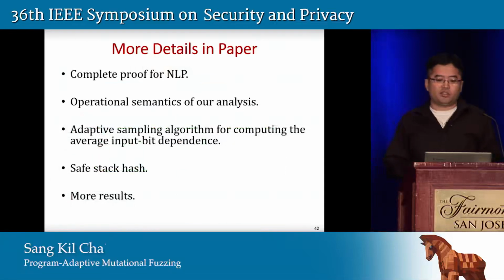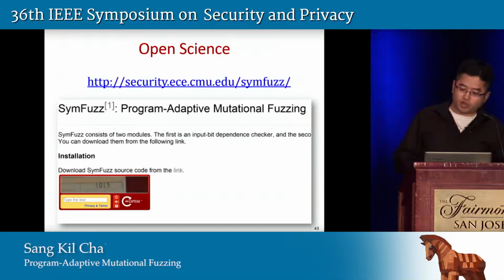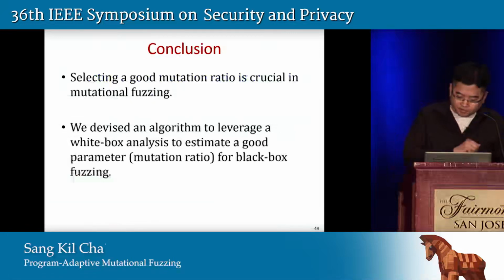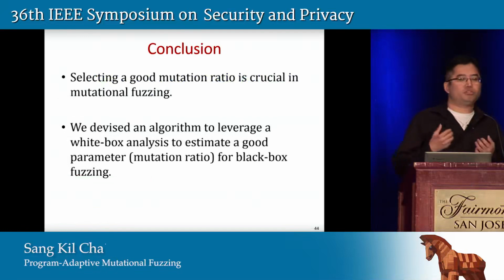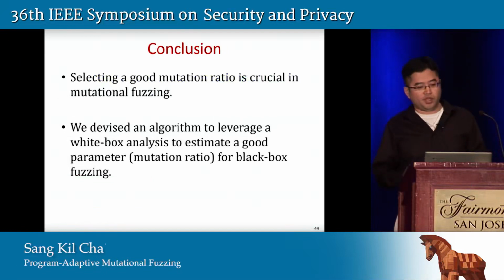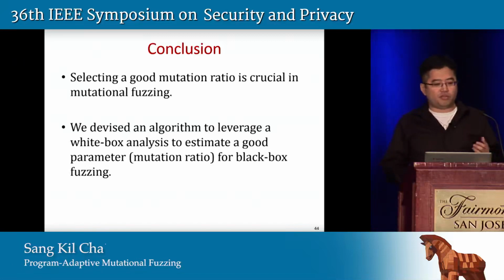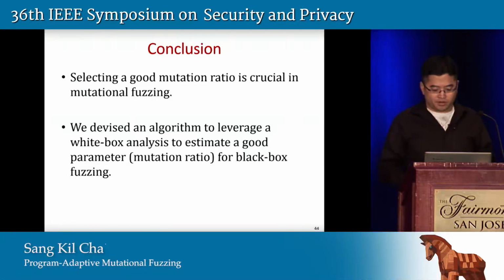There are many more details that I could not discuss due to the time limit, so please refer to our paper if you are interested. And finally, we also open our source code to boost future research, so please refer to our paper for more details. In conclusion, we showed that selecting a good mutation ratio is crucial in mutational fuzzing. And as a result, we devised an algorithm to leverage a white box analysis to estimate a good parameter, which is mutation ratio for black box mutational fuzzing.